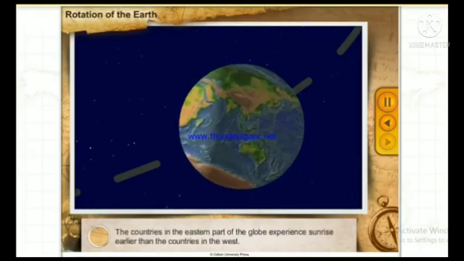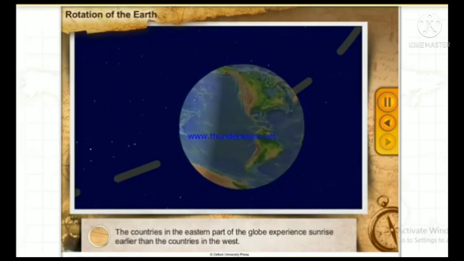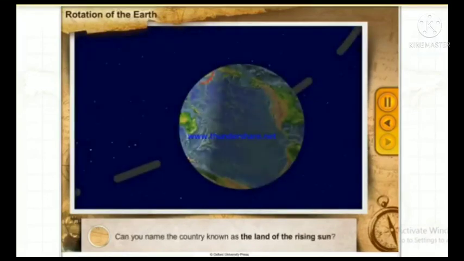The countries in the eastern part of the globe experience sunrise earlier than the countries in the west. Can you name the country known as the land of the rising sun? The land of the rising sun is Japan.